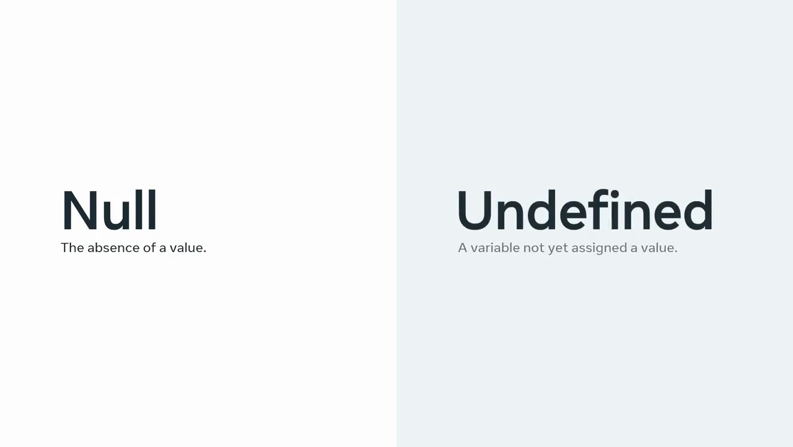Sometimes it's necessary to know when a variable does not contain a value, and JavaScript has 2 data types to express just that. First, there is the null data type, which only has the value null and represents the absence of value. You also have the undefined data type, which can only hold the value undefined and usually refers to a variable that has not yet been assigned a value.